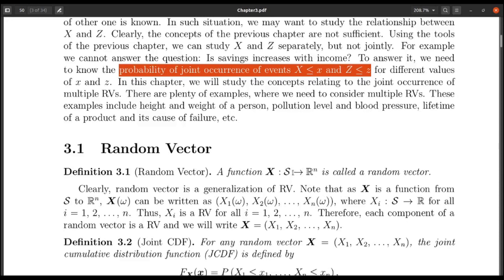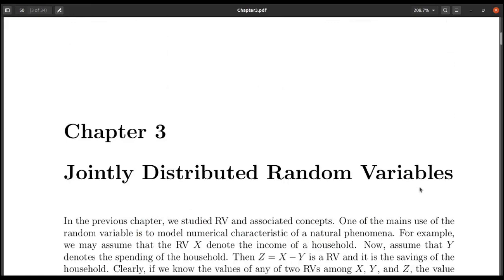So the sample space consists of all the households, and I take n equals 2, then a function X from the sample space to R to the power 2 can be defined as first component income and second component savings. Clear? That is one of the benefits of the random vector over random variables. As we are talking about the joint occurrence of different events pertaining to the random variables, this is sometimes called the joint distribution of random variables.